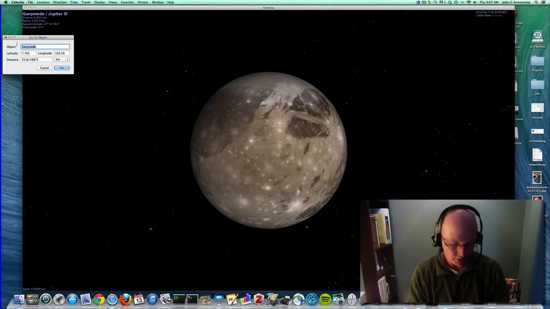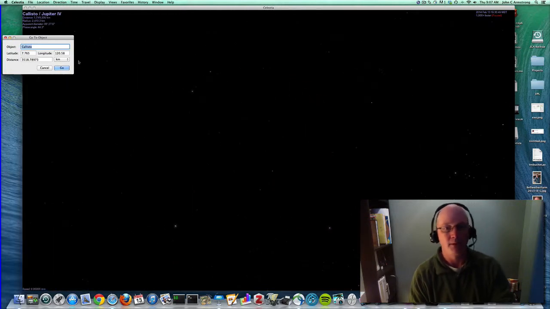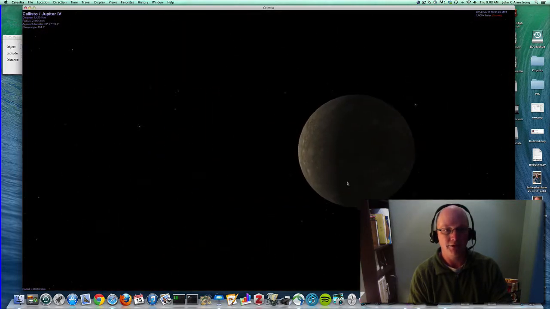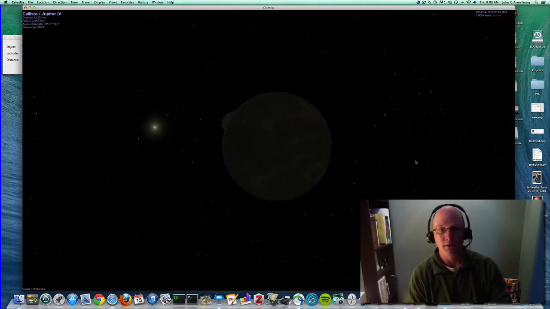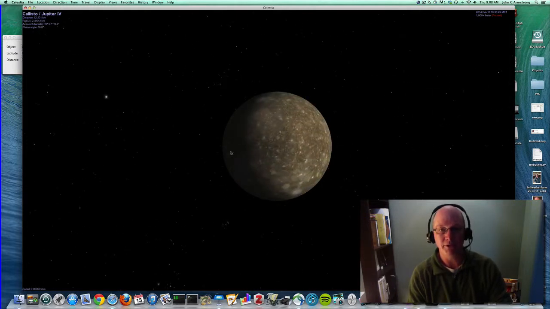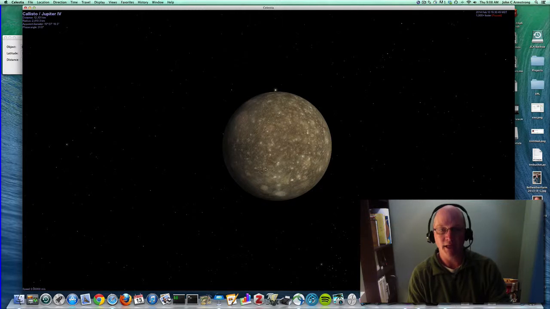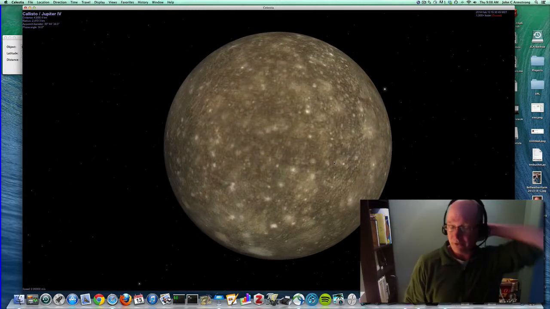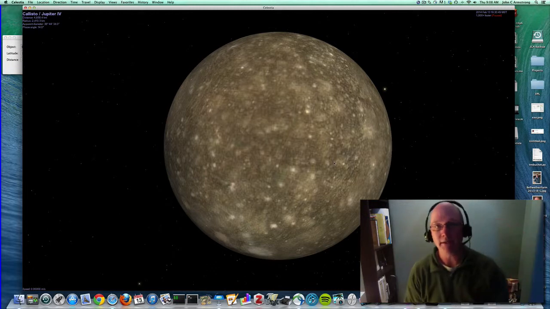And then the last one I want to show you is Callisto, which is the furthest large moon out from Jupiter. And Callisto looks like it's even less geologically active than the other moons. And you can see it's much smoother. It has lots more craters on it. Ice surface, but you're not seeing the same sort of internal heat.